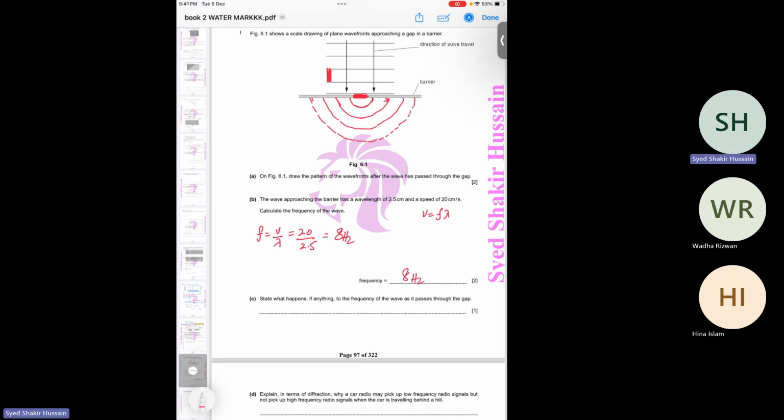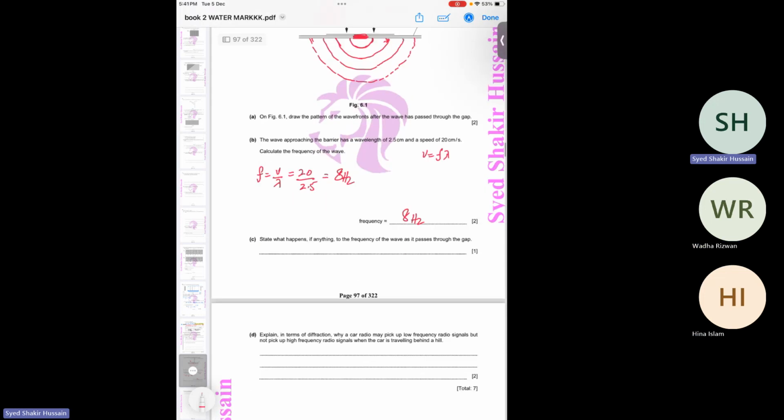State what happens, if anything, to the frequency of the wave as it passes through the gap. The frequency stays the same, it doesn't change. Frequency is unchanged.